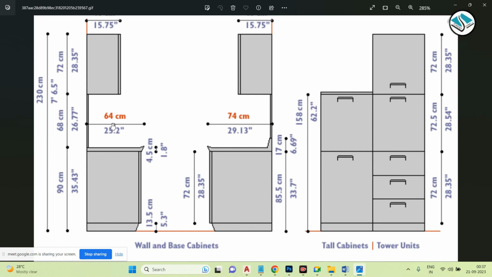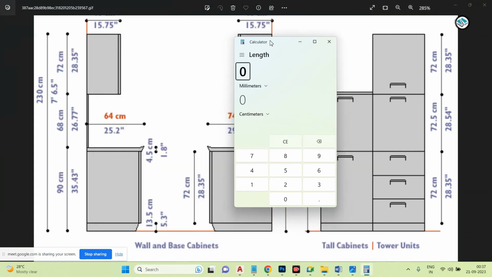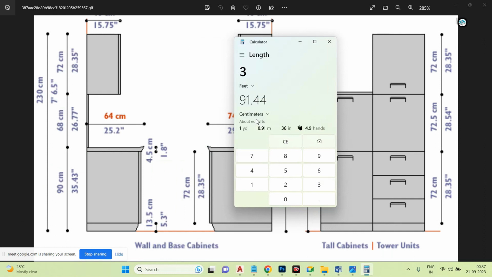The total height of the bottom cabinet is 90 centimeter. If we convert with the calculator, 3 feet, which we mostly use as the standard size, will be around 91 centimeter, right? You can see here the 90 centimeter. Yeah, these are the standard sizes.